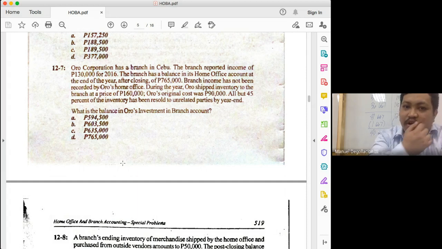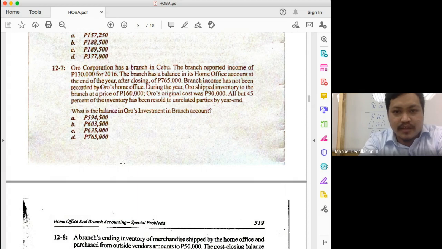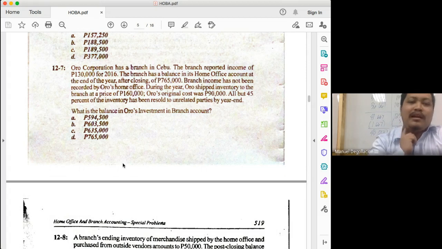During the year, Oro shipped inventory to the branch at a price of 160,000. Oro's original cost was 90,000. So there's a markup of 70,000. All but 45% of the inventory has been resold to unrelated parties by year end. What is the balance in Oro's investment in branch account? Because this has nothing to do with our discussion on shipments made above cost, class.